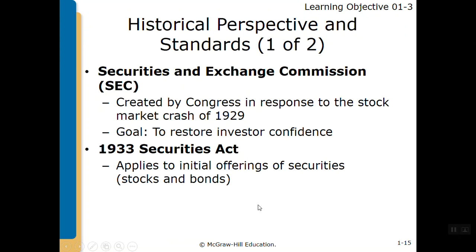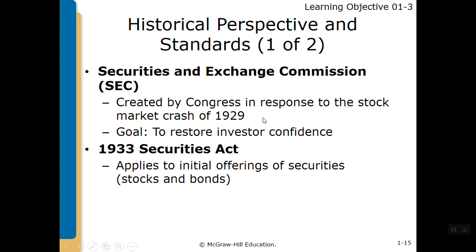So the Securities and Exchange Commission came about at the beginning of the Great Depression when the market crashed in 1929. And obviously, Congress was doing a lot of things at that point to try to restore investor confidence, to try to stabilize the banking system and the investing system, and try to bring some calmness to the market. So that's when the SEC came about.